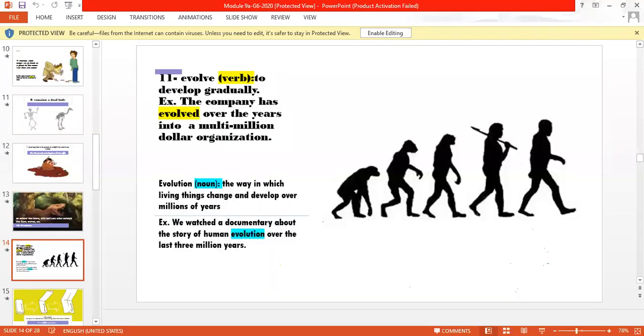Wolf, this verb, is a very important word. And now, evolution. Be careful of this word. This is the meaning of the word evolve. Evolve means to develop gradually.